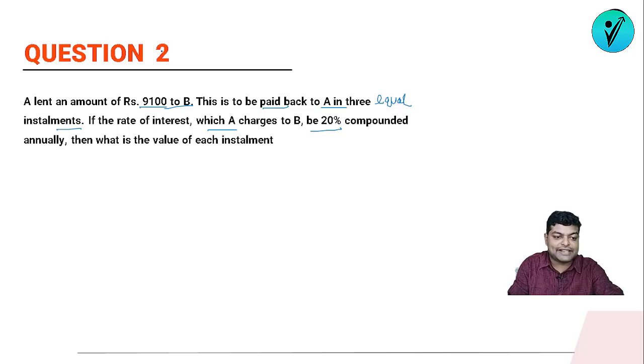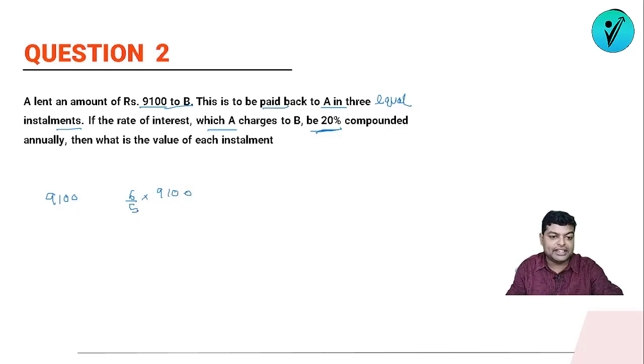Again, let's take the same example. Suppose we have taken a loan of 9100. As the rate of interest is 20%, what will be the value of 9100 at the end of first year? So at the end of first year, it will become 6 by 5 times of 9100.